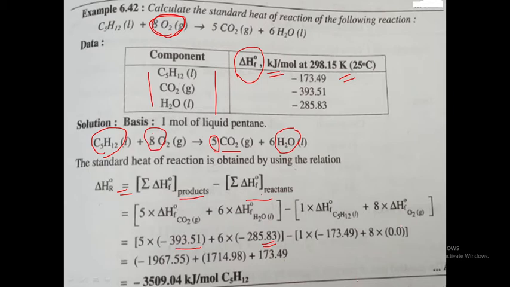Okay. Substitute all the values and find out delta H R naught. Delta H R naught, this is a negative value. Is it correct? Okay. So this is a negative value, delta H R naught. Since delta H R naught is negative, the reaction is an exothermic reaction. So what is exothermic? Heat is released during a chemical reaction.